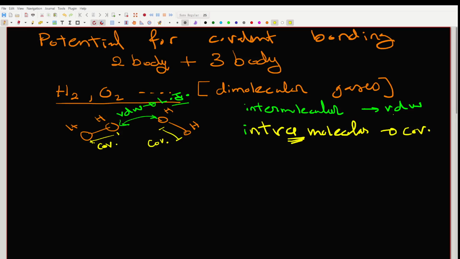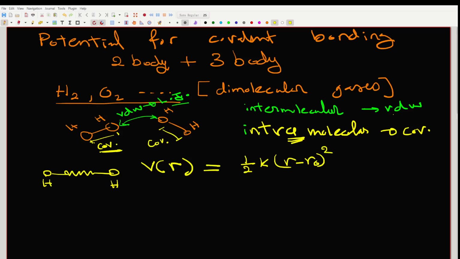Now, Lennard-Jones has been covered before, but how do we represent the covalent bond between two species? The simplest model for this, a two-body potential, is just a harmonic spring. Basically, I'm assuming that there is a harmonic spring connecting these two hydrogen atoms belonging to the same molecule. You can write it as half k (r minus r naught) squared, where both r naught and k are fitting parameters.